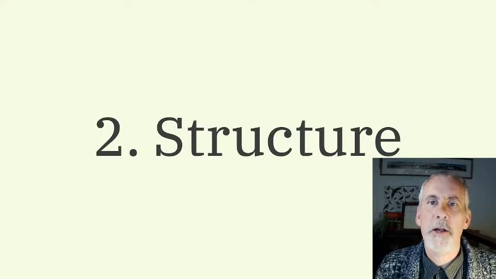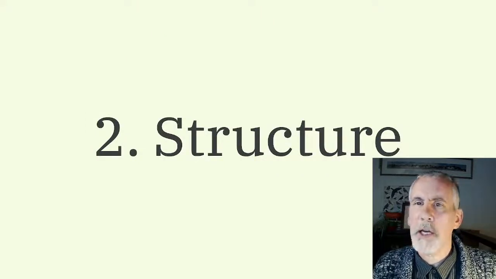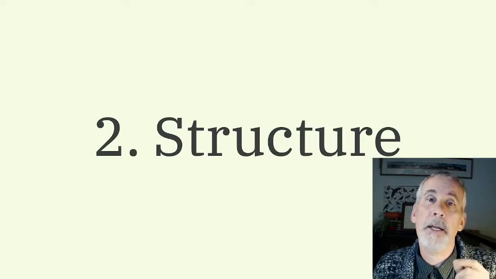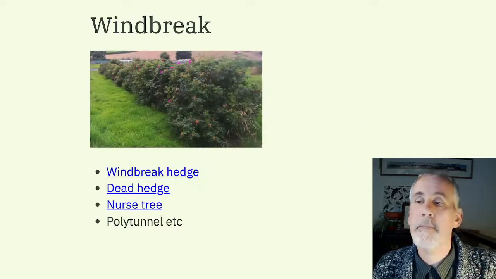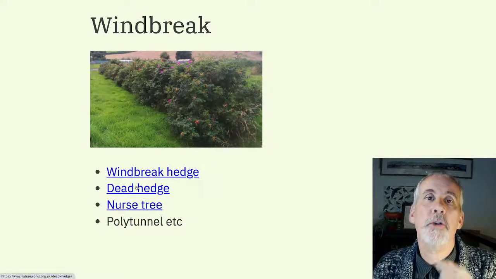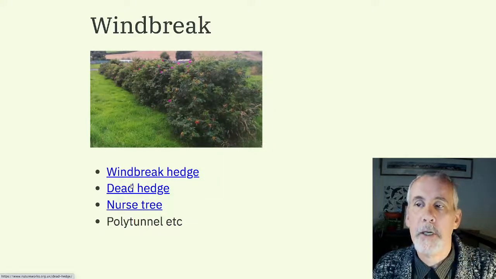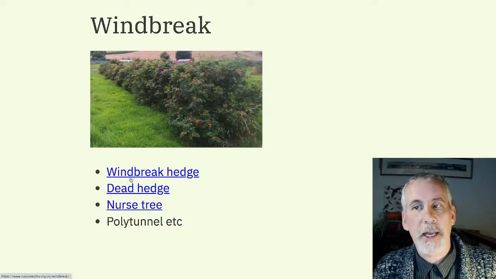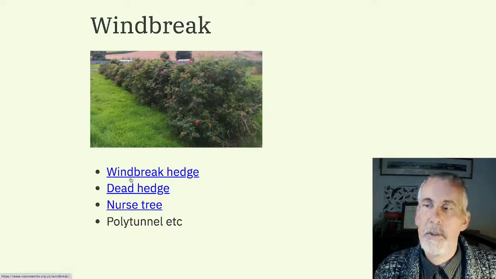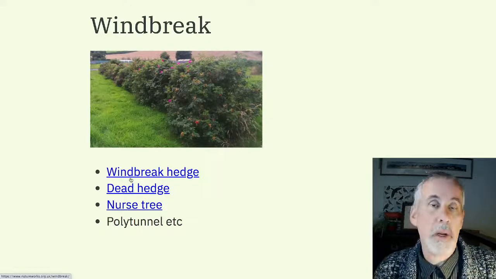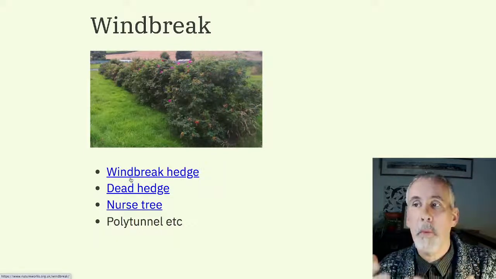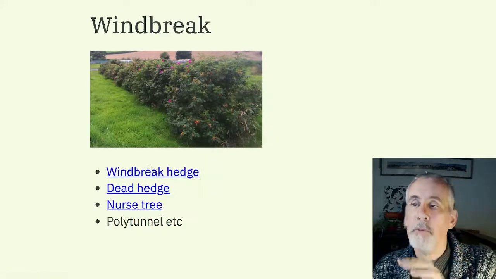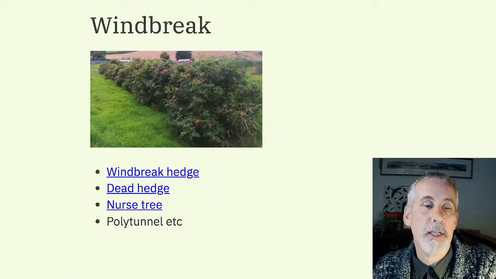So the structure is, first of all, the canopy and the windbreaks and the paths that you're putting in. So for windbreaks, grow a windbreak hedge. Make sure everything that you plant is planted for its final size. Put a windbreak hedge in. A dead hedge is, as I said before, any old branches in between posts, and provides a temporary windbreak. It also makes fantastic habitat as well. And a nurse tree is a small tree or small shrub that you put in front of a young tree to protect it.